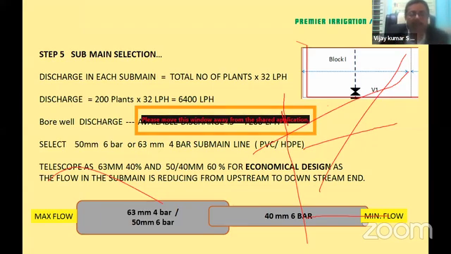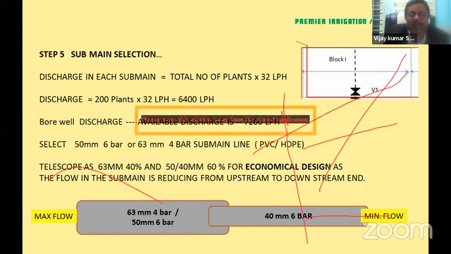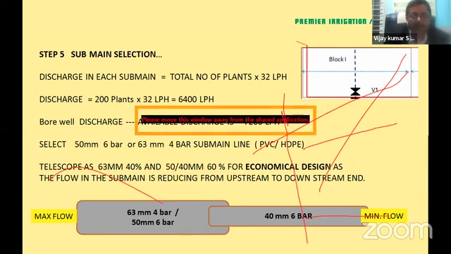A part of the pipeline can have the bigger diameter and the later part can have a smaller diameter. How is that possible? Because you know the water, as it keeps going from the beginning towards the end, is getting reduced. So therefore we don't need to give the same diameter from the beginning till the end. So we can telescope it. We can go for a telescopic ratio of say 40% of 63 millimeter and say 60% of 40 millimeter to make the design economical and also the quotation economical.